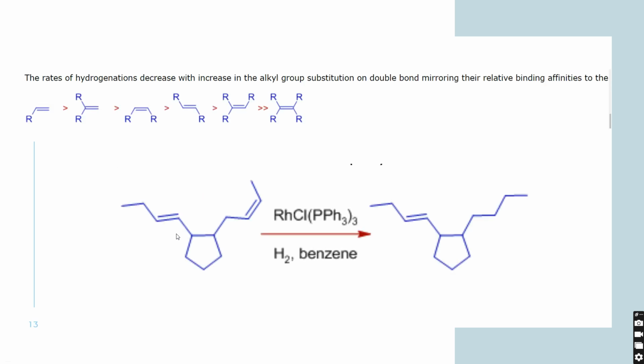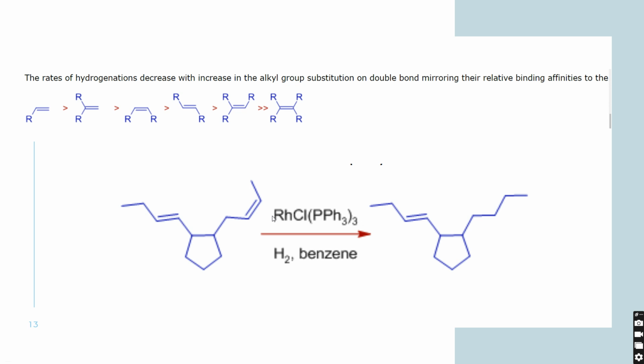Okay, so the rates of hydrogenation decrease with increase in the alkyl group substitution on the double bond, mirroring their relative binding affinities to the metal complex. Okay, so for this reduction, if you go through the mechanism in the video lecture, at first the double bond binds to this rhodium metal. So the higher the affinity of binding of this double bond to the rhodium metal, the higher will be its reduction.